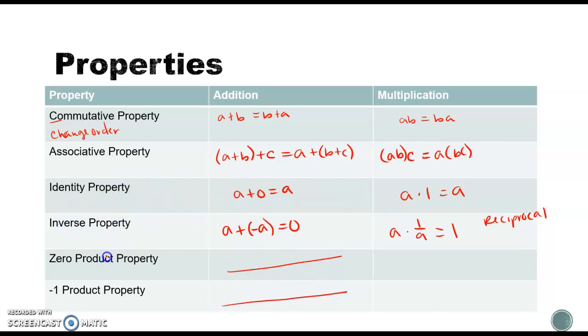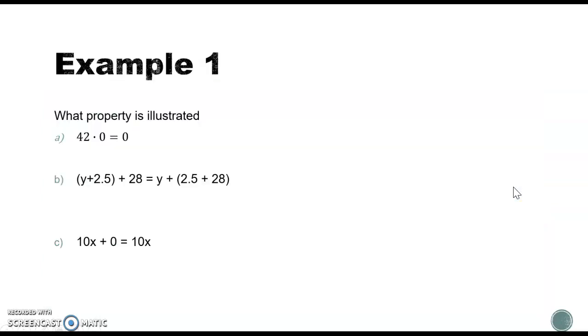All right, now these next two do not have an addition counterpart here because we have the word product, and product means multiplication. So the 0 product property just means that when I take A times 0, or any number times 0, my answer is always 0. And any number times -1, because we're in the -1 product property, my answer is always negative A. So if I take something times -1, I'm just going to get the negative of that. Or I like to think of it as the opposite, because if A is negative, then I'm going to get the opposite value.